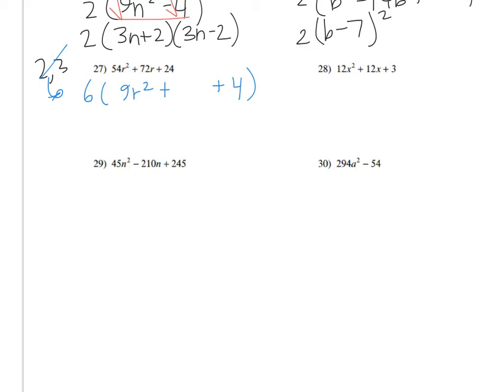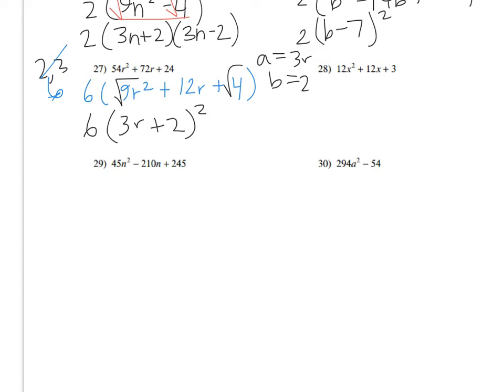So 72 divided by 6 is 12. Now I'm going to see if I can still factor what is inside here. It's a perfect square trinomial, but I'm going to check it. I can take the square roots of the first term and last term. In this case, a would be 3r and b would be 2. The formula is 2ab, so 2 times 3r times 2 gives you 12r. So it's going to be 3r plus 2, squared.